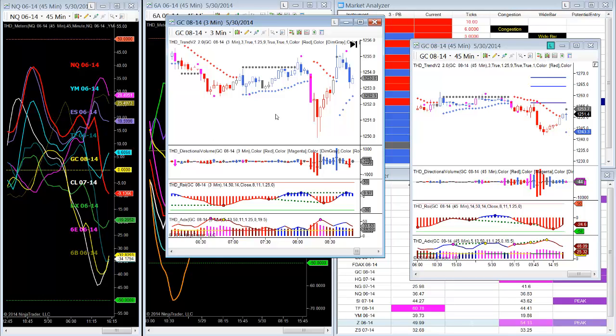Sometimes it takes time. And I don't need the trend SR on my charts because I'm an expert at reading price bars. But I have developed these indicators for traders that do not have the skill level that I have.